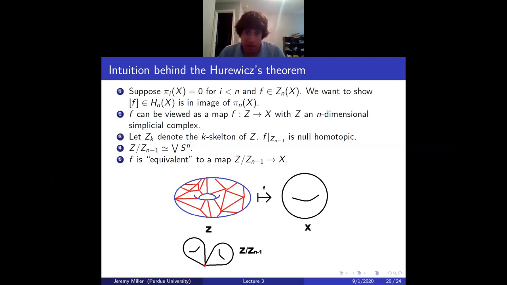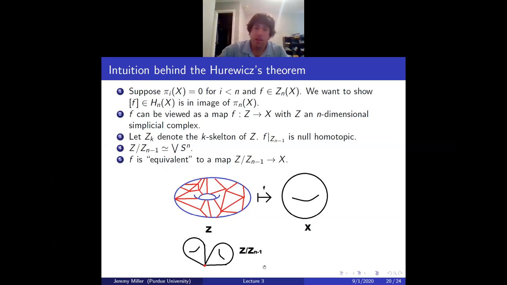I'm going to call the simplicial complex Z. And the problem is that Z might not be a sphere. If Z is a sphere, then we're done. Then this homology class F is in the image of the Hurewicz map. So I'm going to let Z_k denote the k-skeleton of Z. And then the observation is that because all the homotopy groups below n vanish, F restricted to the n-1 skeleton of Z is null homotopic.